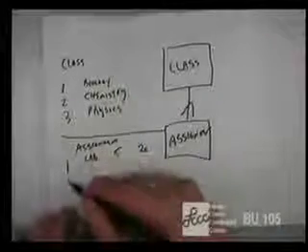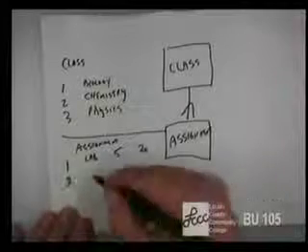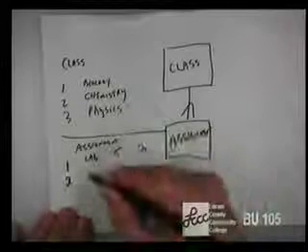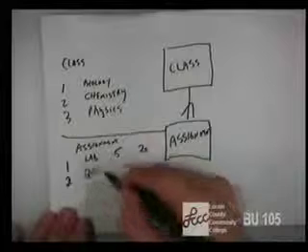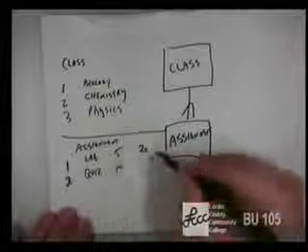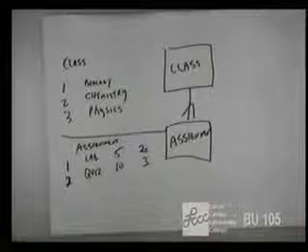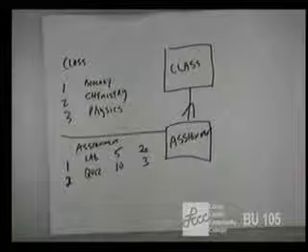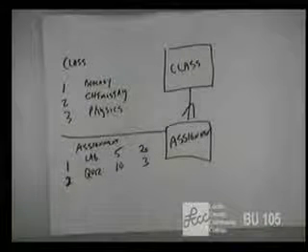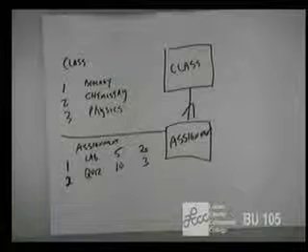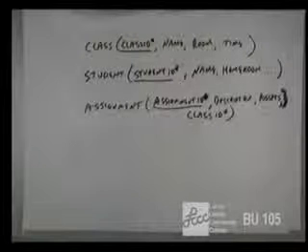Maybe the second assignment in here is a quiz for physics, and it's worth 10 points. Well, then it would have a class ID of 3. So, whenever you have a one-to-many relationship, the many side points to the one side. It does so via what's called a foreign key, and you end up with that.